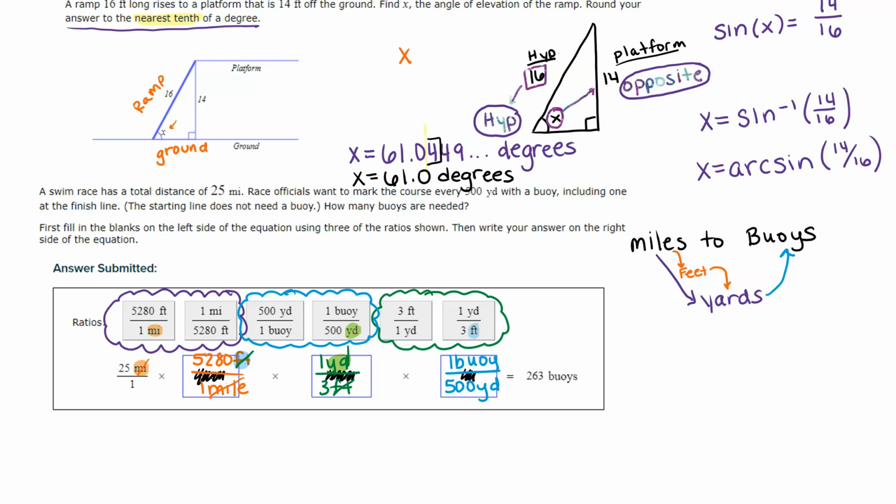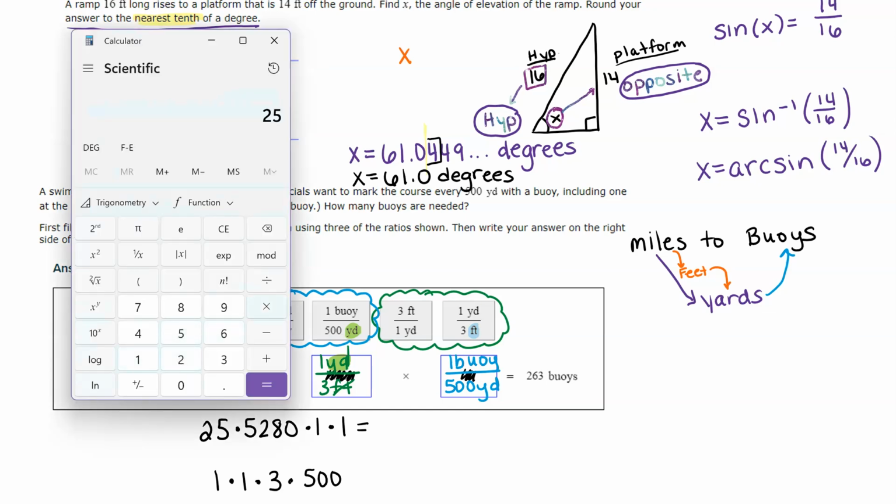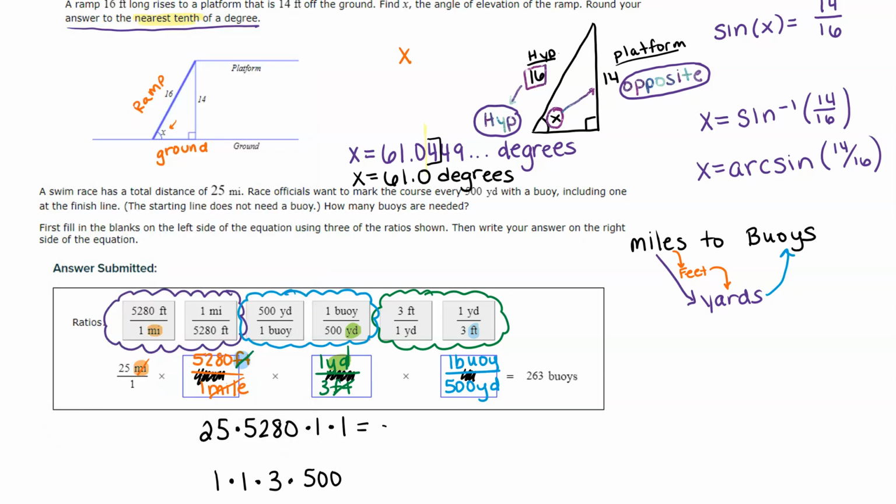So now to do this math, we would multiply straight across. So we're going to do 25 times 5,280 times 1 times 1. And then on bottom, we'll do 1 times 1 times 3 times 500. So let's do that math in a calculator. 25 times 5280 makes 132,000. So here I have 132,000. And then my bottom number, this is ultimately a fraction. My bottom number will be 1 times 1 times 3 times 500, which is 1,500.